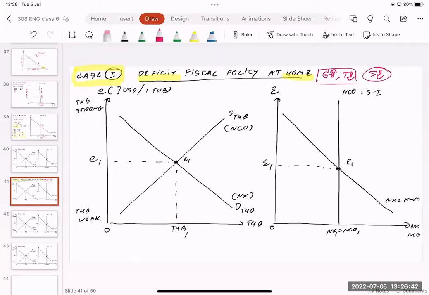Where is saving in the graph? If saving is reducing, it means that NCO is going to be reducing too. So because of this policy, saving for the whole country reduces, and NCO shifts to the left. This is NCO2, shifted to the left, and the equilibrium point changes from E1 to E2. Let's say this is S1, NCO2 equals S2 minus I. I noted here that S2 is less than S1.